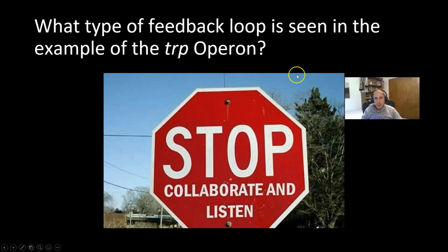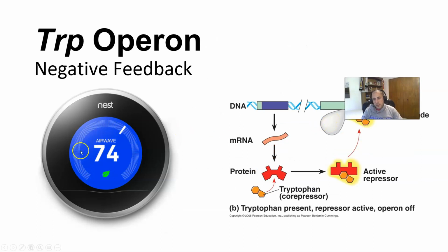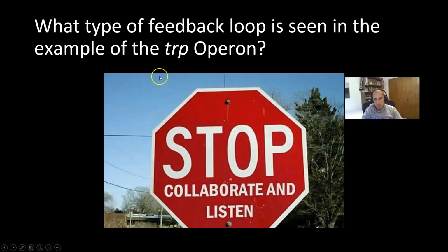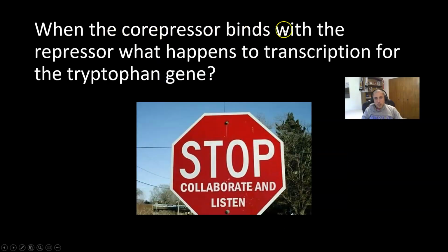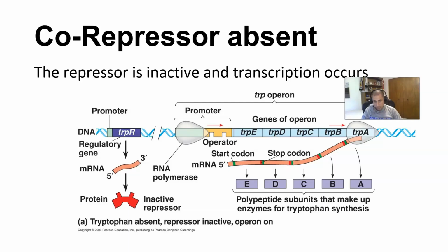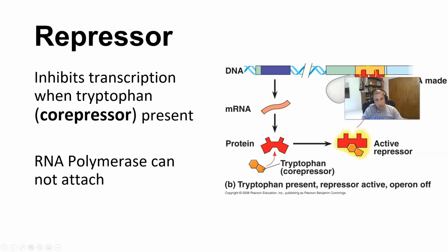What type of feedback loop is seen in the example of the trp operon? If I go back, I've got the picture of a thermostat. This is a negative feedback loop. When it gets too hot, it cools down. When it gets too cool, it heats back up. It goes the opposite way of what was happening on its own. That's a negative feedback loop. When the co-repressor binds with the repressor, what happens to the transcription for the tryptophan gene? Double check to make sure. It's going to fit into our DNA and it's going to stop transcription.